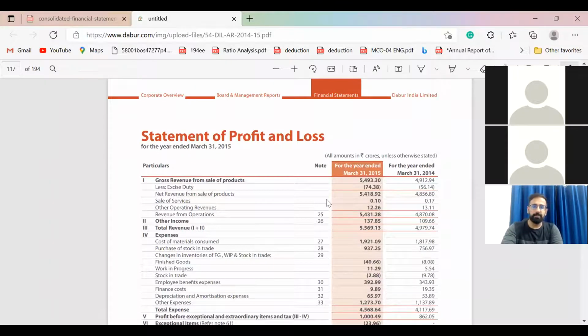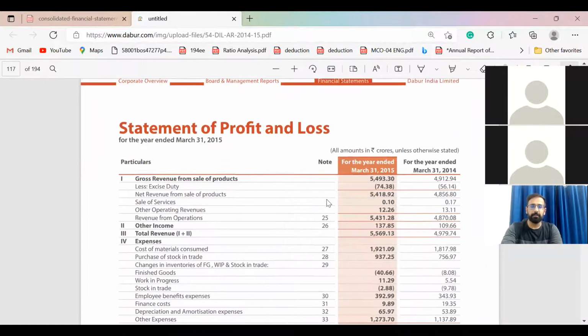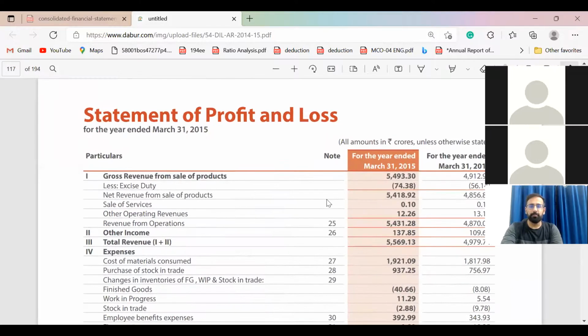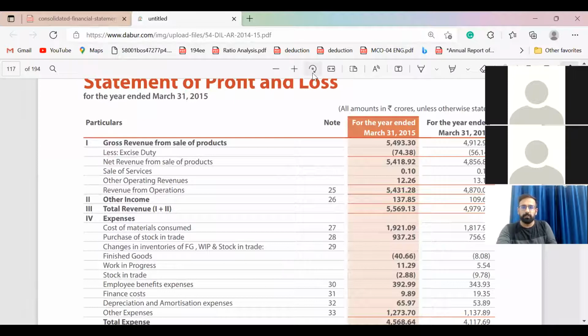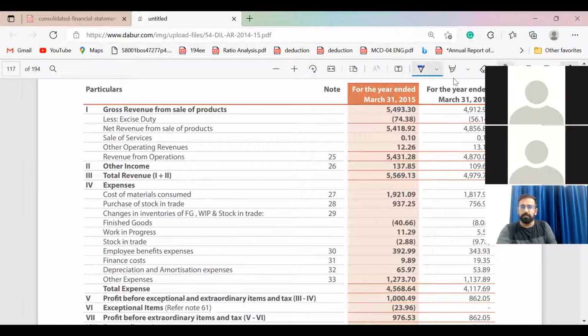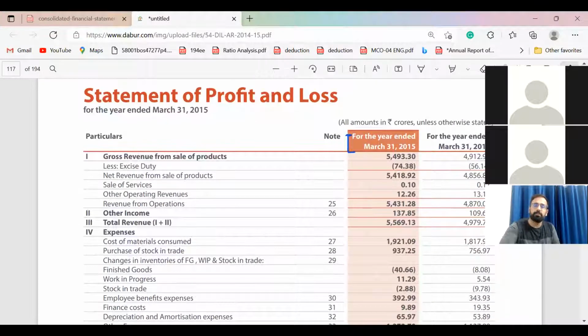Now, if you see, the statement of profit and loss account is given here, and you can see the statement of profit and loss account of Dabur, right? This profit and loss account is for the year ending 31st March 2015, right? You can see the date here. Now, if you see here, they have recorded revenue at the top, right?